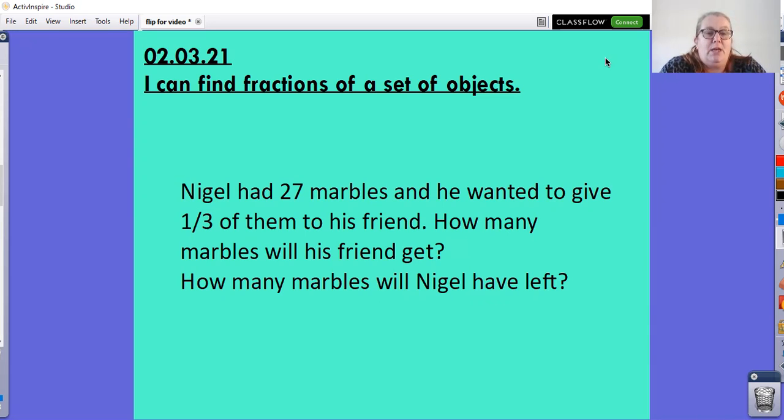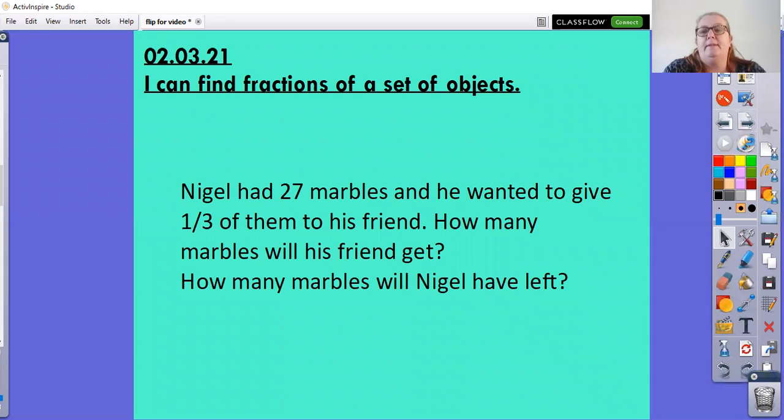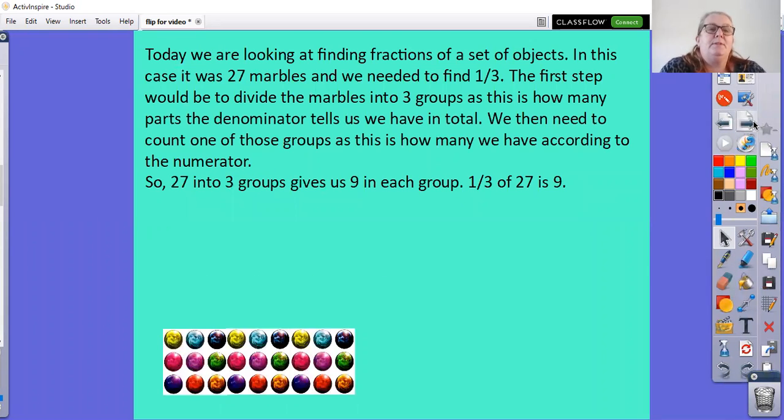Great, so you should have had a go at the question now and have something written down that gives you your answer and shows how you've calculated it. So today we are looking at finding the fraction of a set of objects. In this case, it was 27 marbles and we needed to find a third of them. So the first step will be to divide the marbles into 3 groups, because that's how many parts the denominator in 1/3 tells us we need to have.